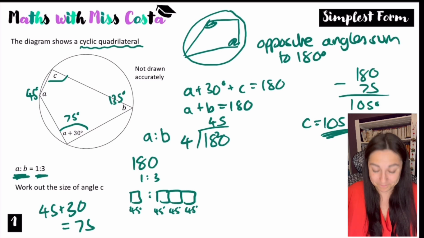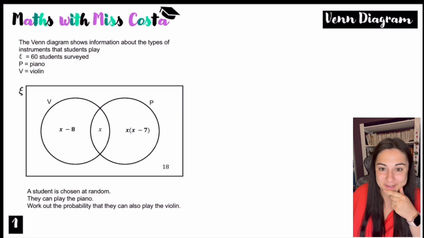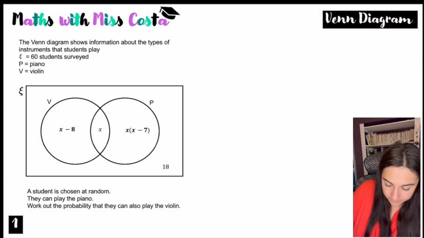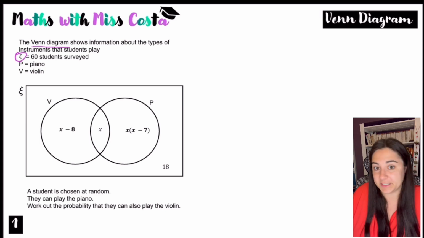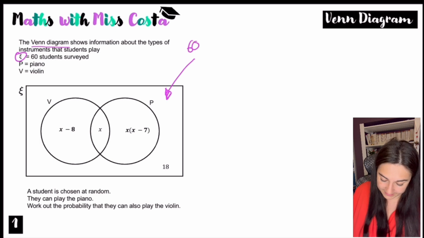Okay, so here we've got a Venn diagram question, and I've spiced it up a little by incorporating some algebra into it. So we are told that the Venn diagram shows information about the types of instruments that students play. Over here we have the universal set, so that means in total everything in the Venn diagram must sum to 60. And P stands for the piano, V stands for violin.